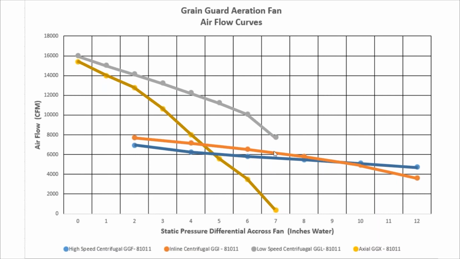But if you are filling your bins consciously and trying to get as much airflow as possible, I know with our operation we typically are in the 6 to 7 inches. So for us, the inline centrifugal fan is the most efficient fan.